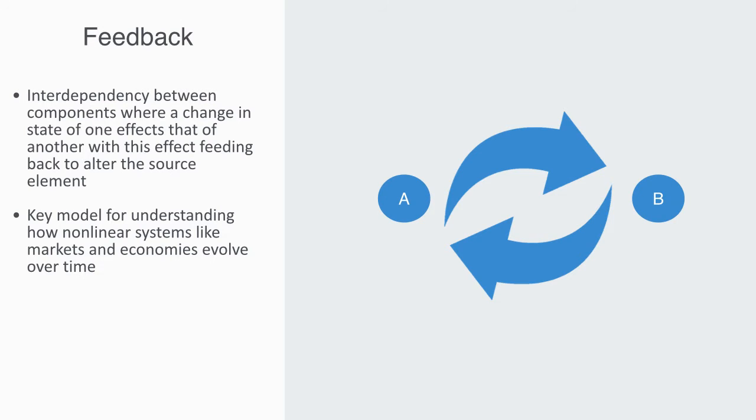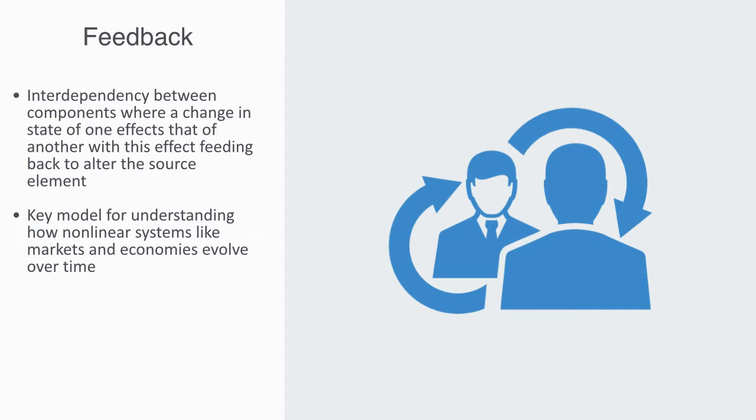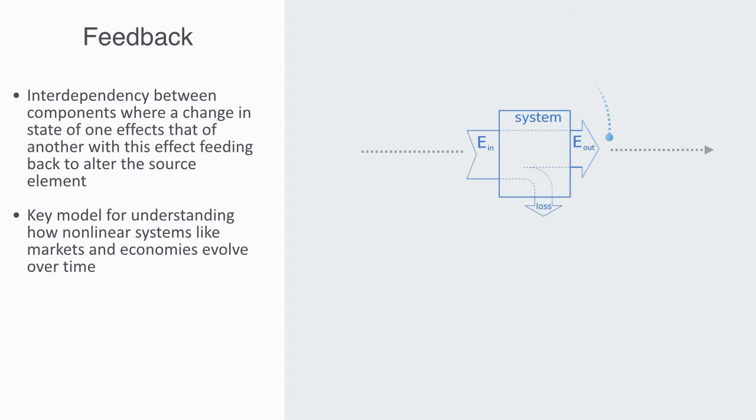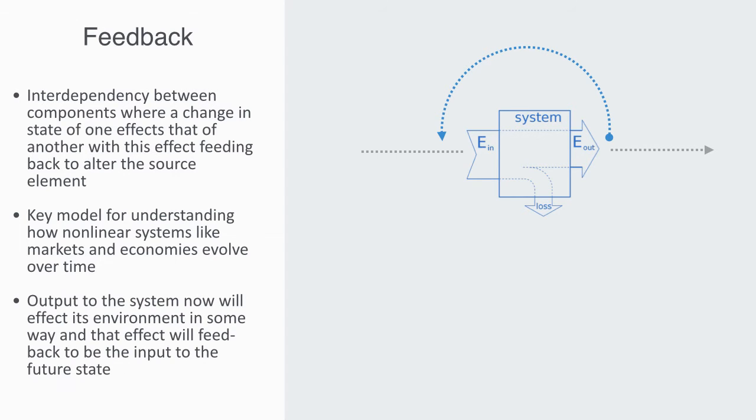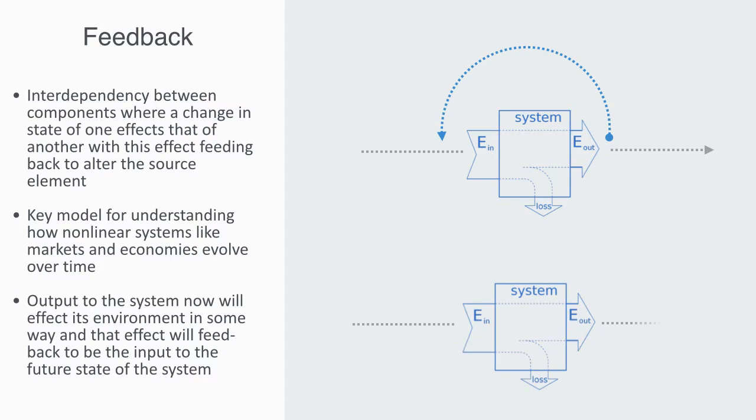An example of this might be a dialogue between two people. What you say now will affect what the other person will say, and that will in turn feed back as the input to what you will say in the future. What feedback loops are saying is that the output to the system now will affect its environment in some way, and that effect will feed back to be the input to the future state of the system. This is in contrast to linear models that describe linear cause and effect, meaning the output to the system now will not affect its future state.